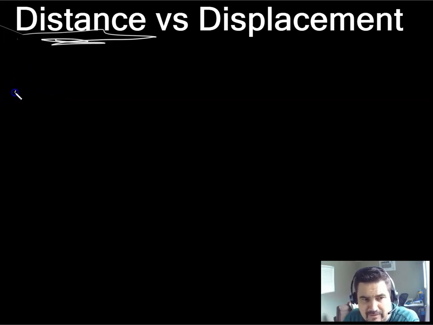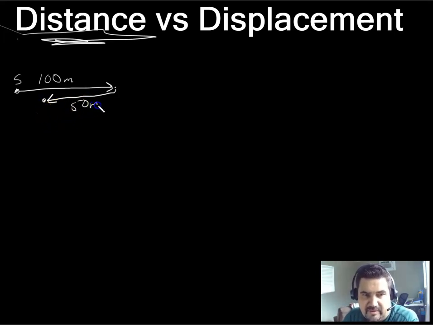Let's say you went for a walk and you started here, so I'm going to put an S, and you walked this way. And you walked, let's just say 100 meters this way, because maybe your friend's house is over here. And then you turned right back around and you walked this way 50 meters, because you stopped right here and there was an avocado tree and you're pulling some avocado meat off the tree. So if somebody asked you, how much did you walk? You're probably thinking distance. You're like, hey, I walked 150 meters, because this number plus this number, right?